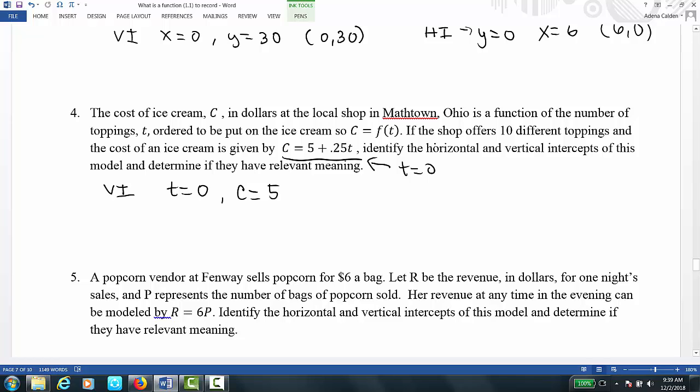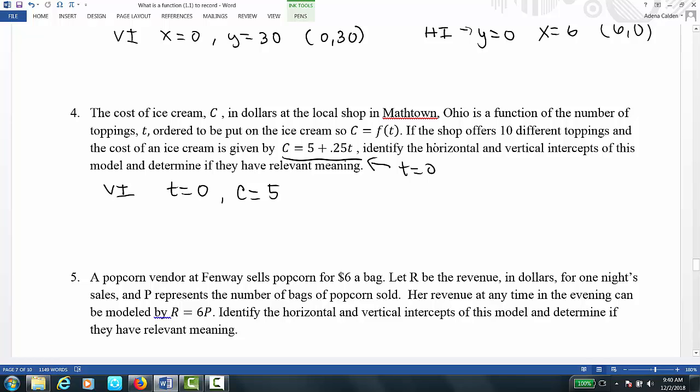So now we have to see if that makes sense. Toppings equals 0, cost equals $5. That makes sense here, because that means that if you get no toppings on your ice cream, it's still going to cost you $5 to buy that ice cream. So that makes perfect sense in this context.